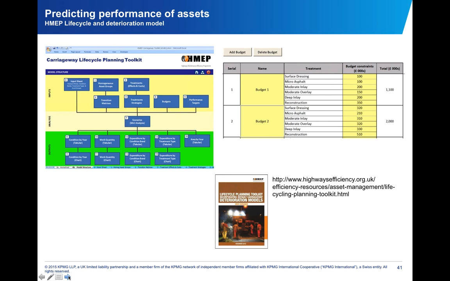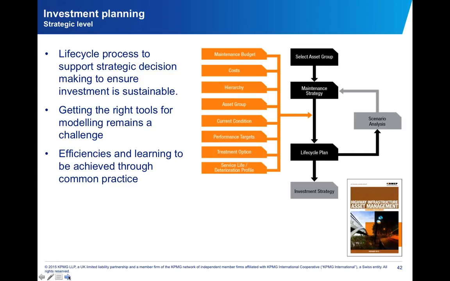That tool is called the Lifecycle Planning Toolkit. It comes with its own deterioration models, and that tool is actually freely accessible to anyone. The hyperlink that you can download it from is given there on the slide, so anyone can go in and look at it and play with it and tinker with it and start developing their own deterioration models and financial plans. But it comes from a common framework, which is shown on the left-hand side there.